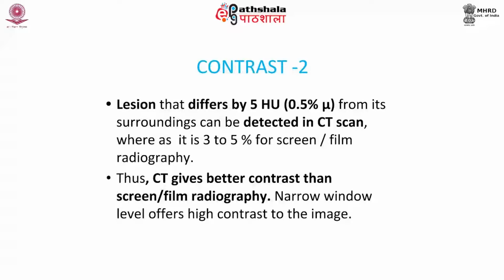Lesions that differ by 5 Hounsfield units, that is 0.5% of the mu value, from their surrounding can be easily detected in the CT scan. Comparatively, it is around 3 to 5% for screen film combination in radiography examination. Thus, CT gives better contrast than screen film radiography. A narrow window level offers high contrast to the image.